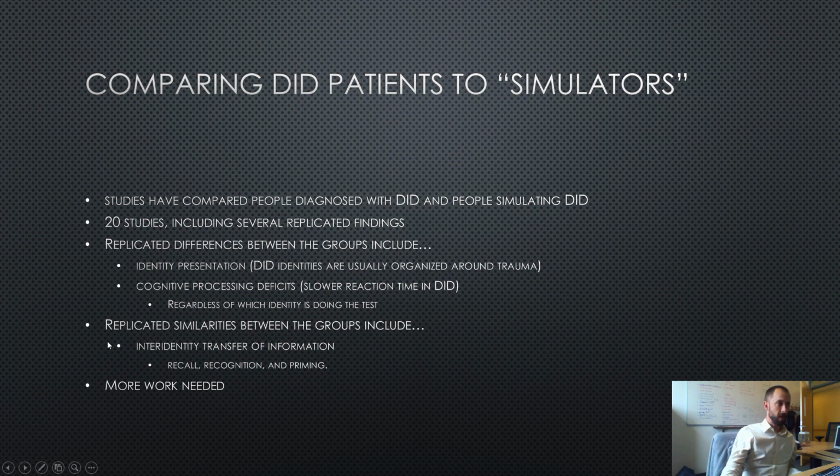There are similarities between the groups, though, between people who are pretending to have DID and people who actually do, including the transfer of information between identities. If you do a test where Rim is learning a set of words, and then later you test She on that set of words, She is going to remember them. Maybe not explicitly, but she will show implicit learning, in that she's faster in recognizing the words.